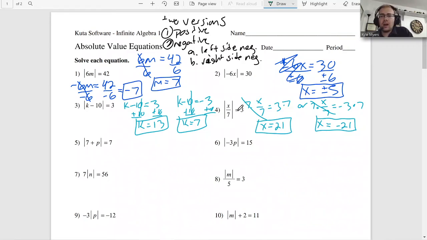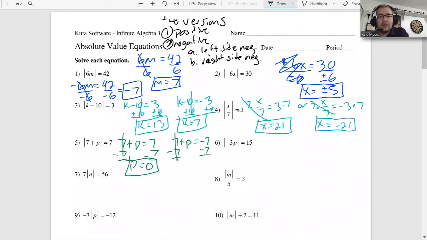All right, number 5, same thing, right? And if it's the same thing as what I've already done before, then I'm not going to spend too much time talking about how to solve it, because it's nothing new for this worksheet here. All right, so I end up with that.